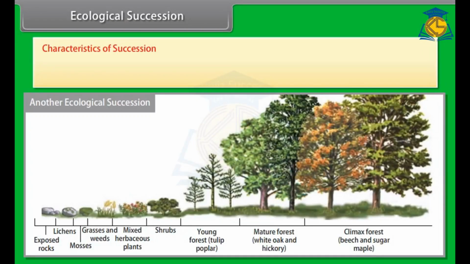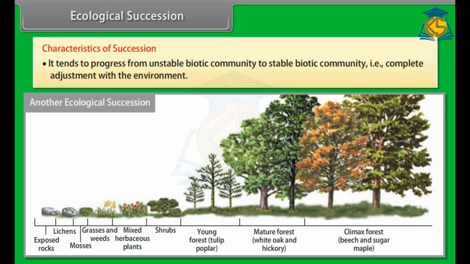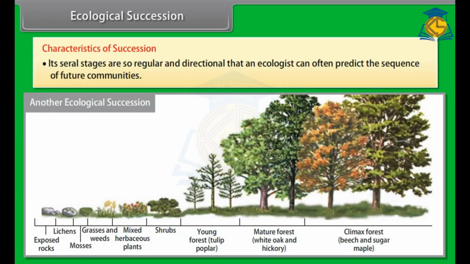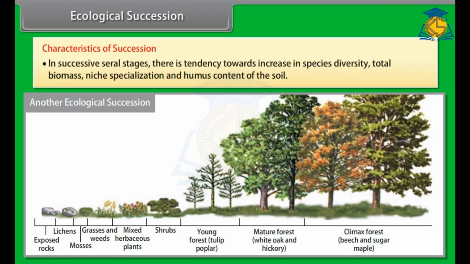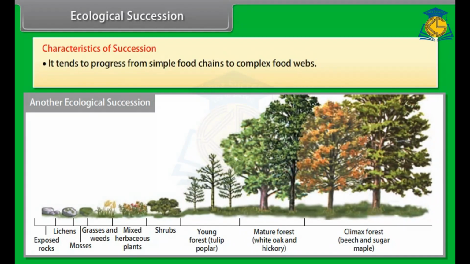Characteristics of succession. It tends to progress from unstable biotic community to stable biotic community, that is, complete adjustment with the environment. Its several stages are so regular and directional that an ecologist can often predict the sequence of future communities. In successive stages, there is a tendency towards increase in species diversity, total biomass, niche specialization and humus content of the soil. It tends to progress from simple food chains to complex food webs.